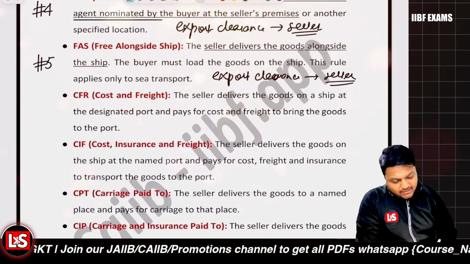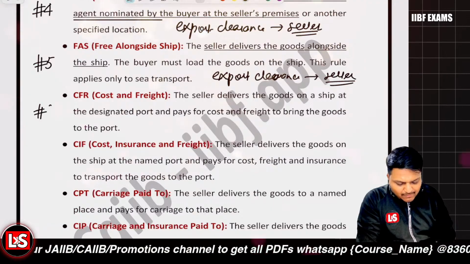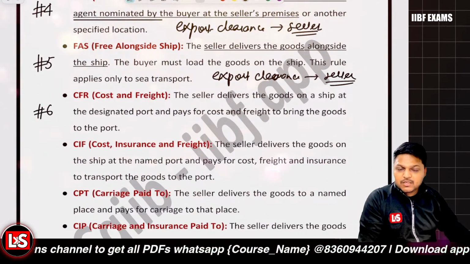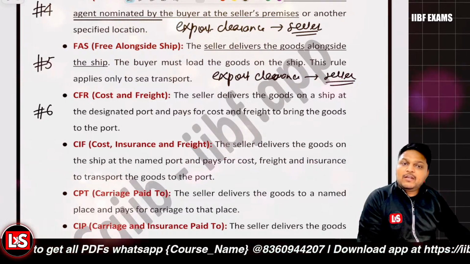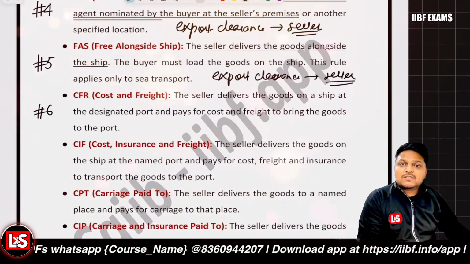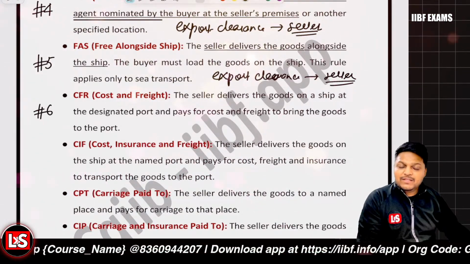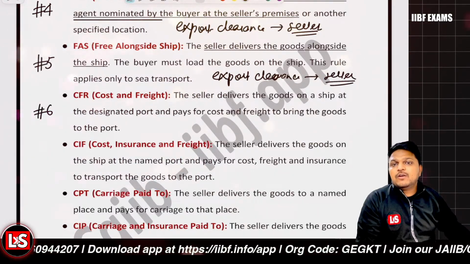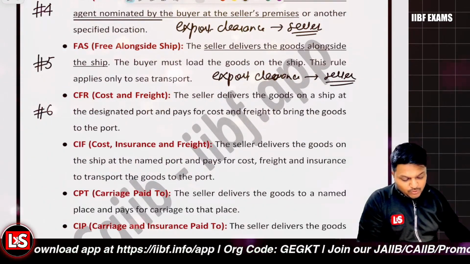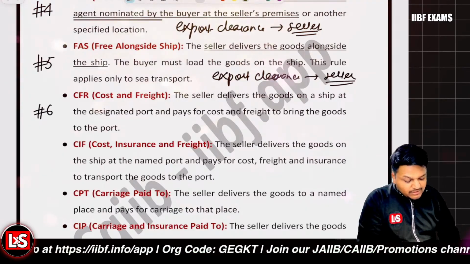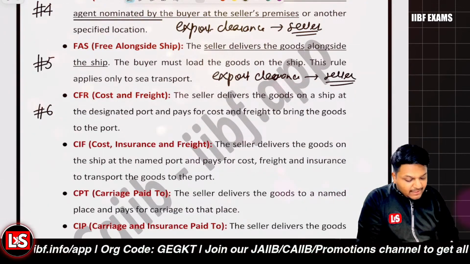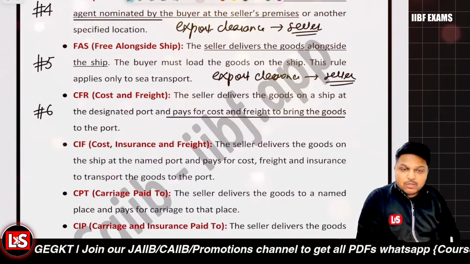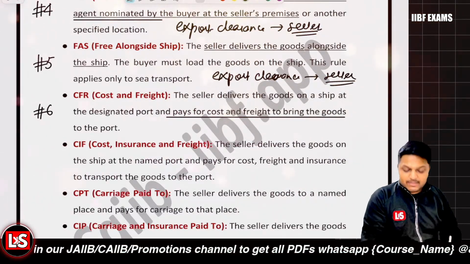Okay, and the next one, the sixth one, is CFR, that is cost and freight. So the seller is going to pay the freight. Risk transfers once the goods are loaded, and there is no insurance obligation. So the seller delivers the goods on the ship at a designated port and pays the cost and freight to bring the goods to the port, and is not responsible for insurance.